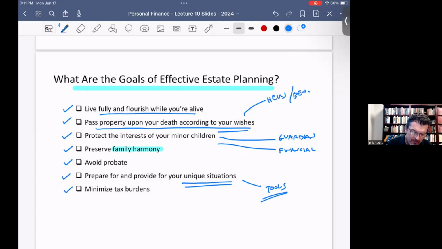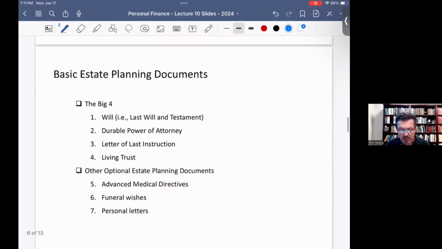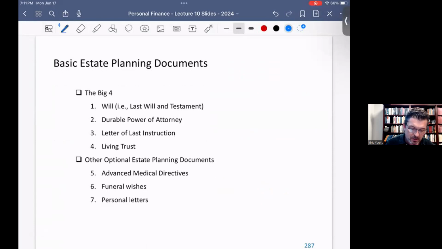And then finally, for those of you who, when you die, are extremely high wealth, another goal of estate planning might be to minimize tax burdens as well. Okay, so those are the goals. The question then is, how do we achieve those goals? And the answer is, you achieve those goals by having the right tools for the job.